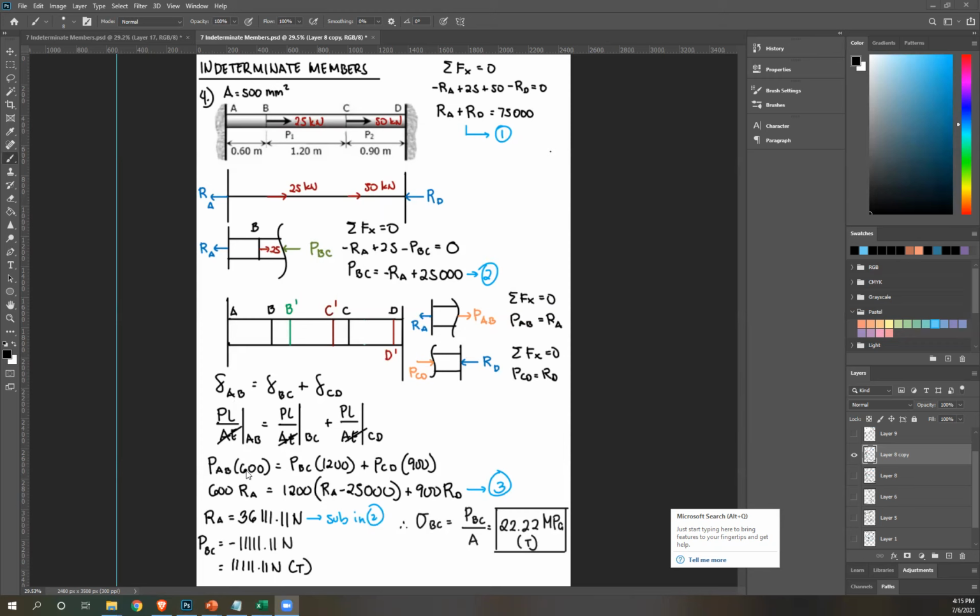Okay, and then you're going to go through again your equations, but the answer that you'll get, you'll still get 36.11 kilonewton for RA. But when you sub this in equation 2, you'll get negative for PBC. Okay? So since it's negative, incorrect assumption here, it should be in tension. Then you're going to correct that in your final answer, tension. Okay? That's what happens when you have an incorrect assumption for direction.